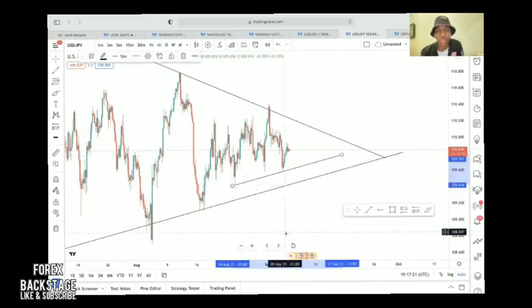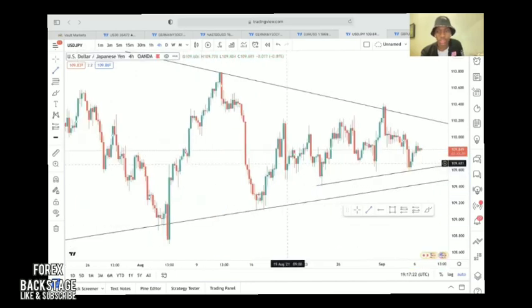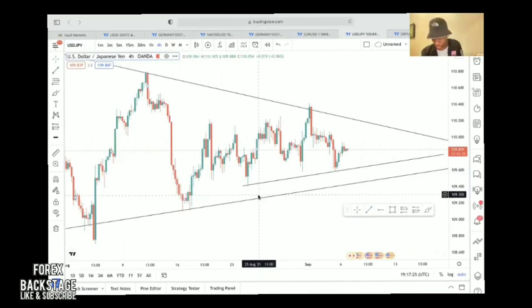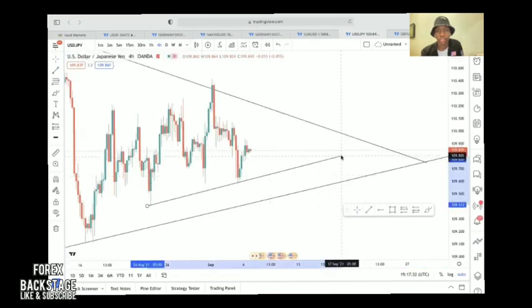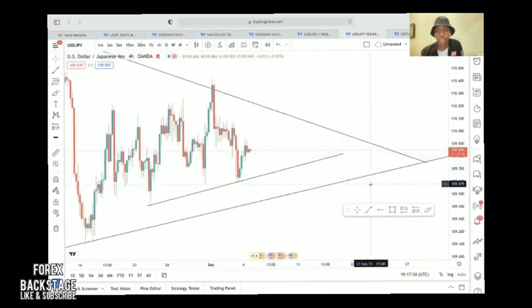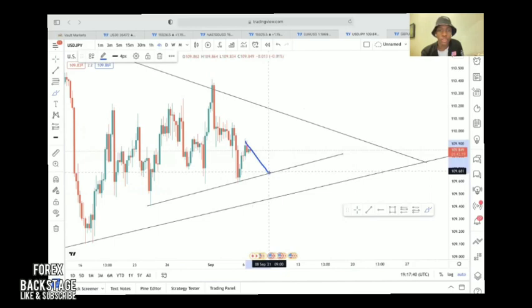See, first low, let me just zoom it in, sorry. First, second, right? So I'm anticipating USD/JPY to retrace down to the trend line, then look for buys.